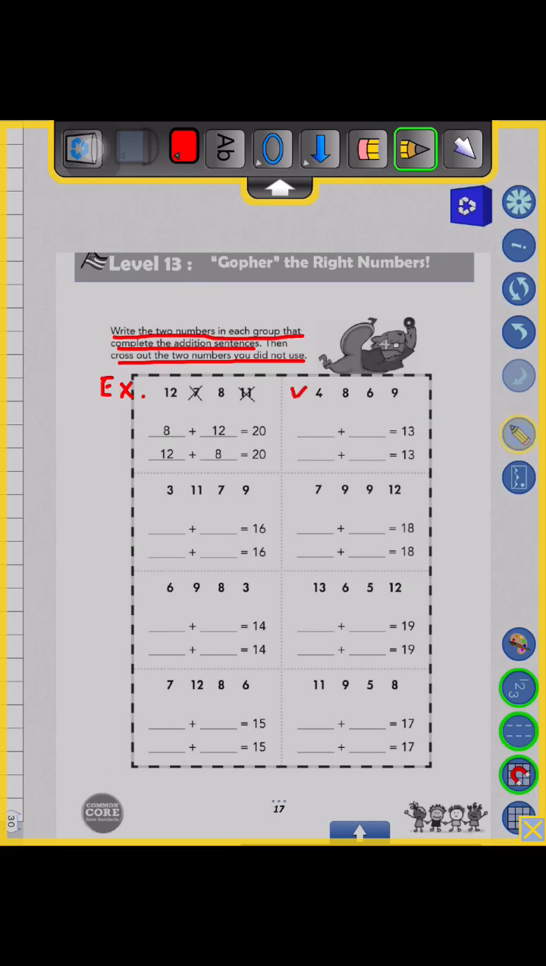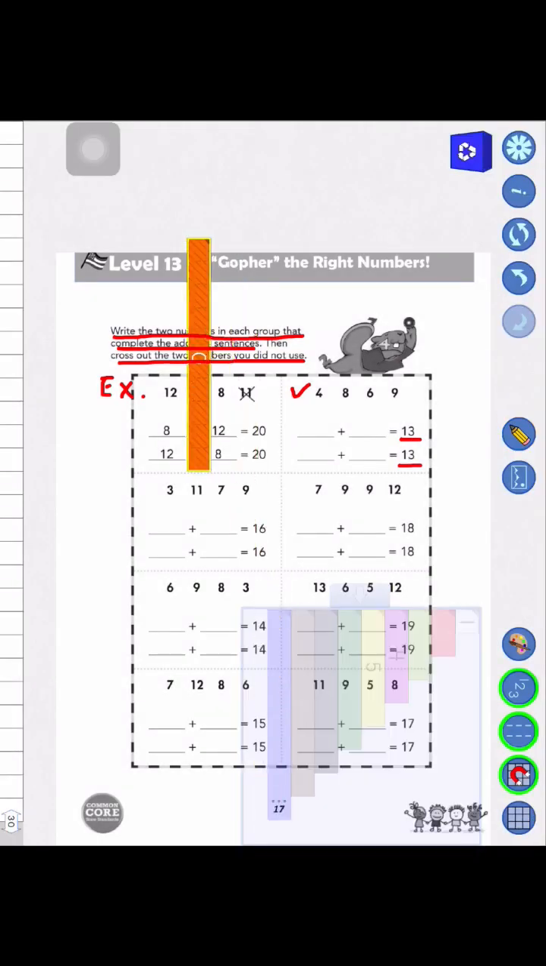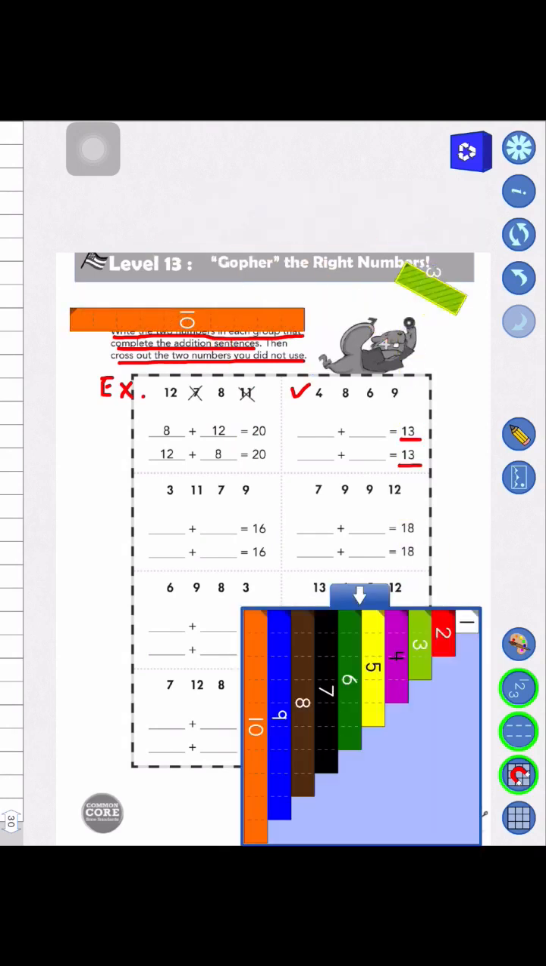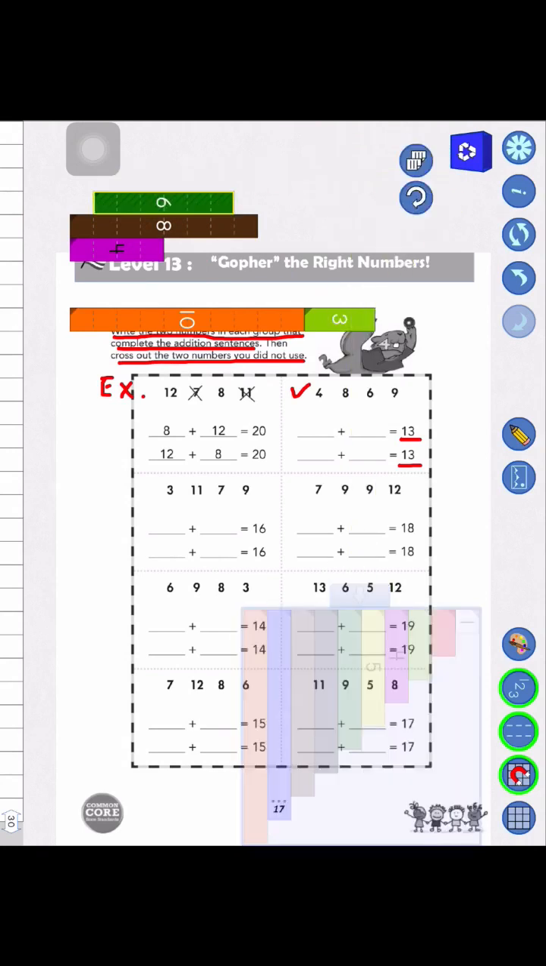So take a look at the first question. We got number 4, number 8, number 6, and 9, and the sum is 13. So let's use the rock method to help us. Because the sum is 13, 13 is 10 and 3, so we take a number 10 and number 3 rock. And then we got number 4, number 8, number 6, and also number 9.